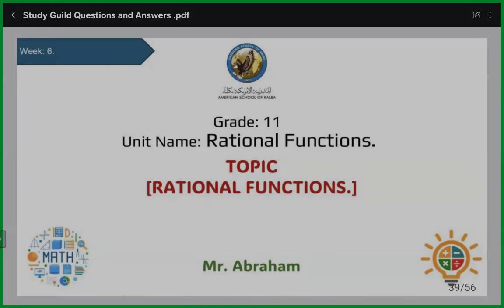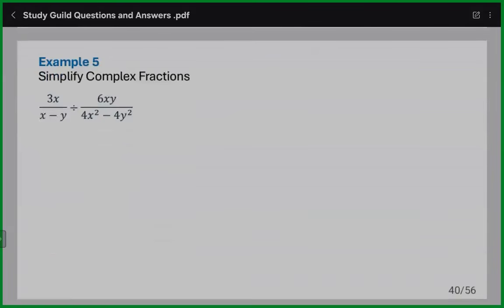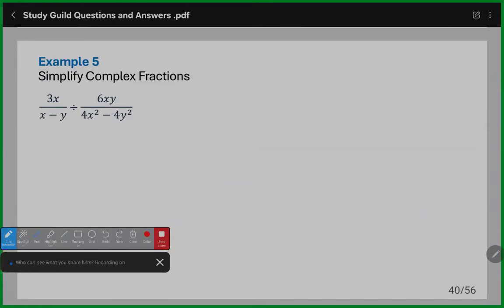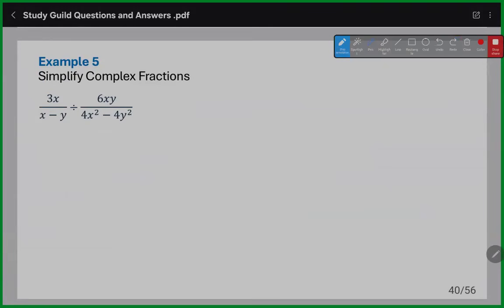Let's continue with rational functions. When you see a rational function like this, the first thing you need to do anytime you see a rational function is to factor. Look for anything that is common between terms. When you look at these terms, there's nothing common. This is only one term. So you have x minus y, correct?